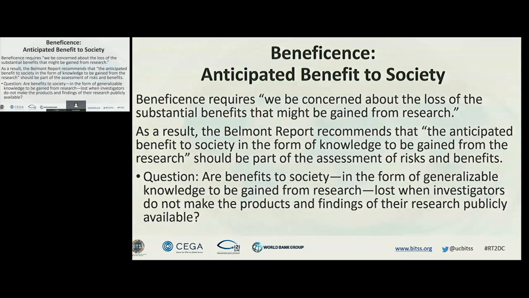So my question, love some new voices: are benefits to society, particularly in the form of generalizable knowledge to be gained from research, lost when investigators do not make the products and findings of their research publicly available?